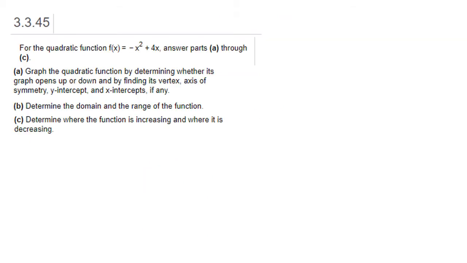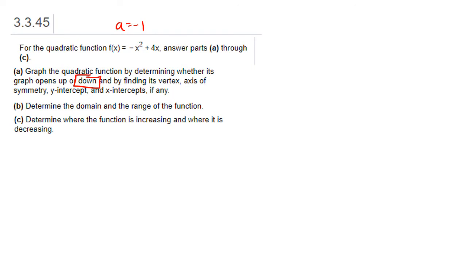All right, here we have a quadratic function, negative x squared plus 4x, and we are given three things to say about it. Graph the quadratic function by determining whether it opens up or down, finding its vertex, axis of symmetry, y-intercept, and x-intercept, if any. So this is not in vertex form. This is in standard form. However, we do have a equals negative 1. The number multiplying x squared is negative. This tells me the parabola will be opening down.